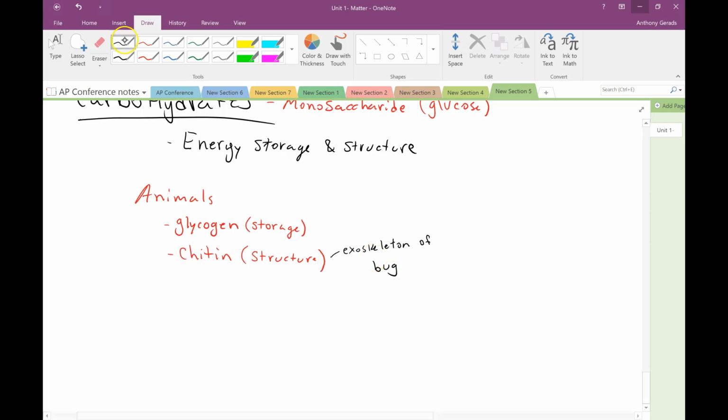And then let's talk about plants. In plants, storage is going to be starch. Think about what kind of food you think of with starch. Bread. Okay. Biggest one I think of is potatoes. A plant has a potato for storage for its own carbohydrates if it needs it later on.